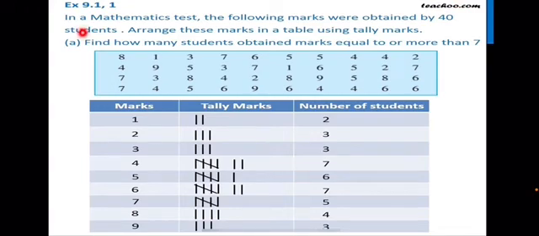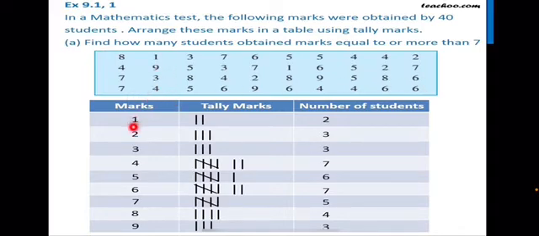Now let's do an exercise. In a mathematics test, the following marks were obtained by 40 students. Arrange these marks in a table using tally marks. Find out how many students obtained marks equal to or more than 7. So here we have all the numbers over here, and we have marks from 1 to 9, and we need to find out how much marks did each student get. So we have actually over here the numbers are the number of students.